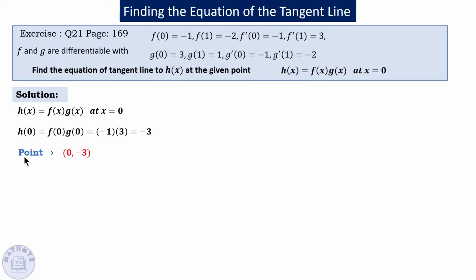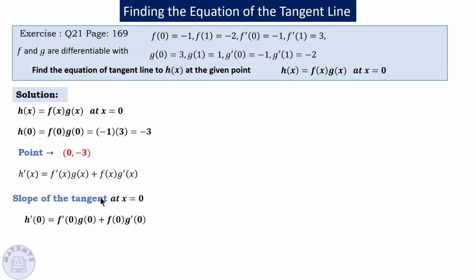In order to do the derivative for h of x, we will use the product rule, and then we will substitute from the given information. So at 0, I'm looking at the derivative for f at 0, which is negative 1. So I'll substitute negative 1, g of 0, and g of 0 is 3, and then f of 0, and so on. Okay, so you can see the slope here is negative 2.